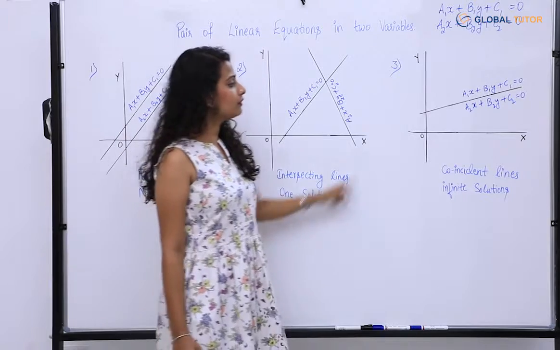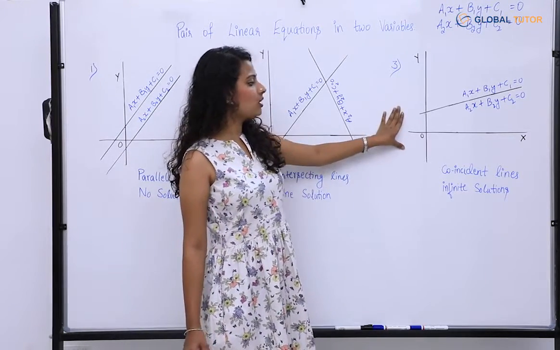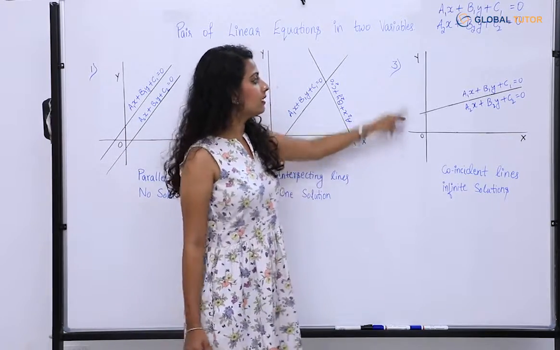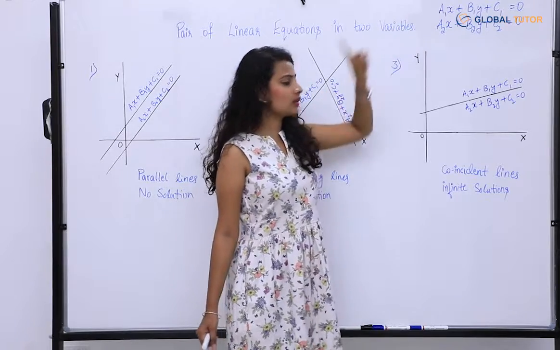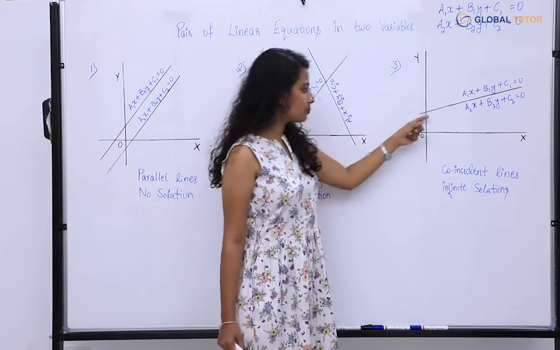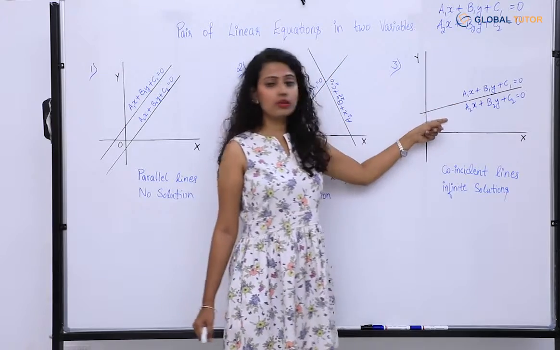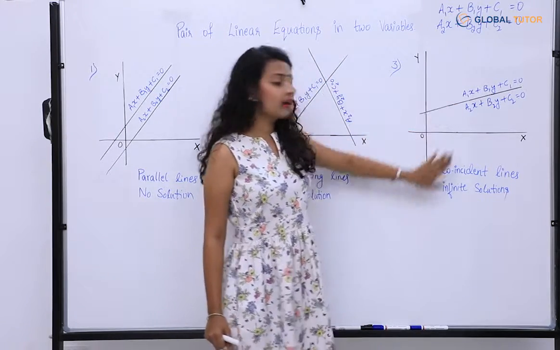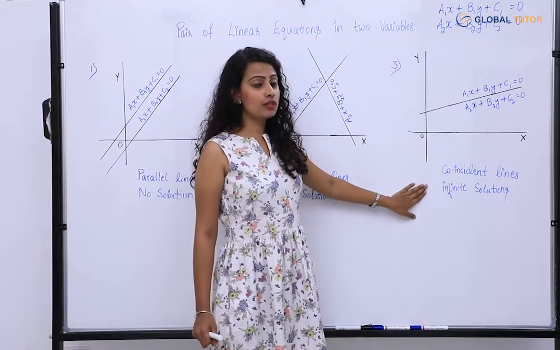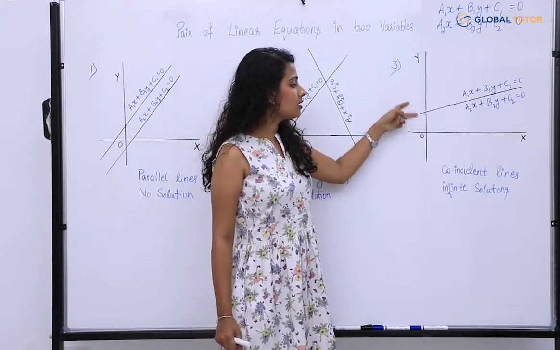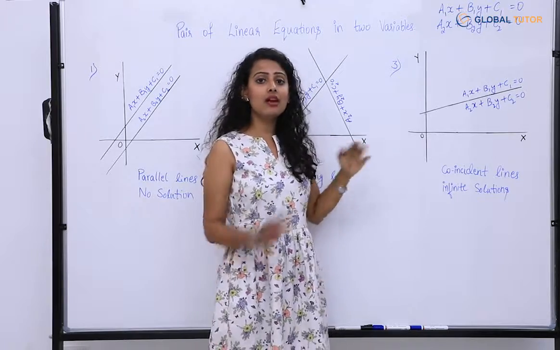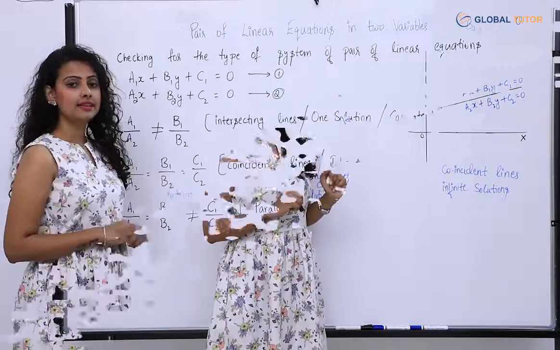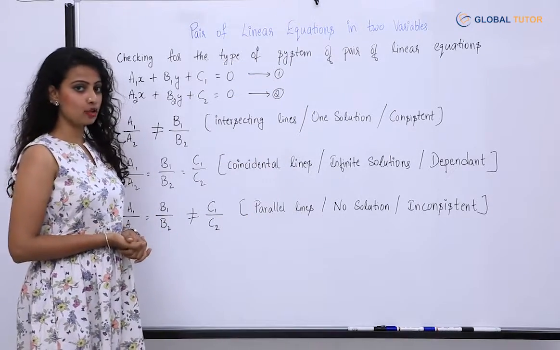And the third graph looks like this. This is called coincident lines. Here both the equations represent one line, which means they are coincident on each other or they are overlapping on each other. In this case, there will be infinite solutions because the lines are coincident on each other at infinite points. Let us move to our next topic.